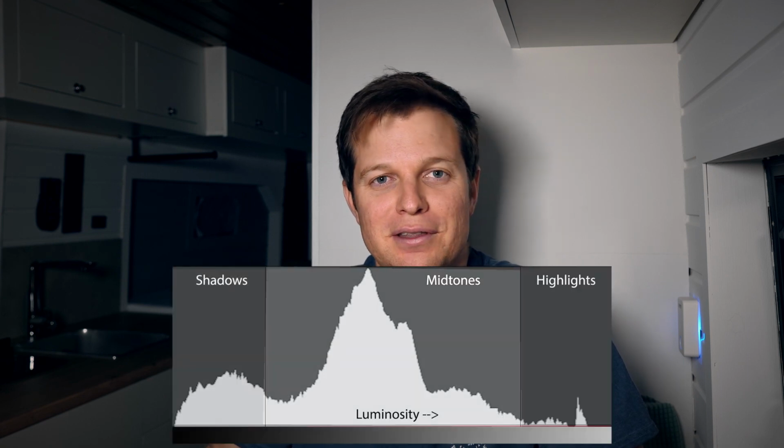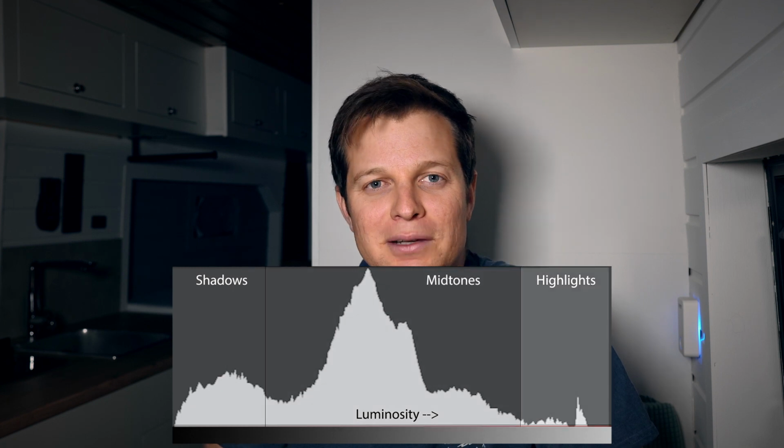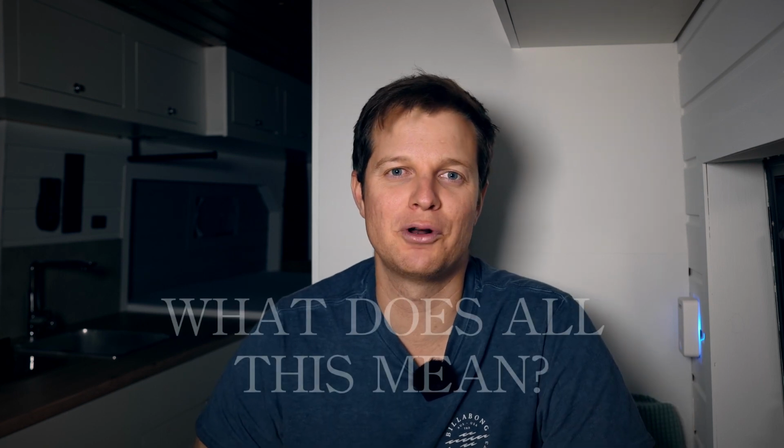Well, a histogram is a graphical representation of the tones across the whole of the image. It shows the range of brightness from the shadows into the midtones and across to the highlights and whites. Think of it as a sort of visual guide to help evaluate the whole of your image. So let's break down the histogram and understand what all this data means.